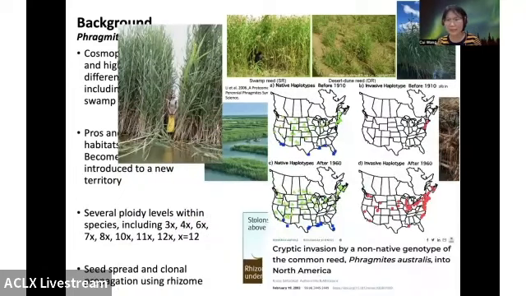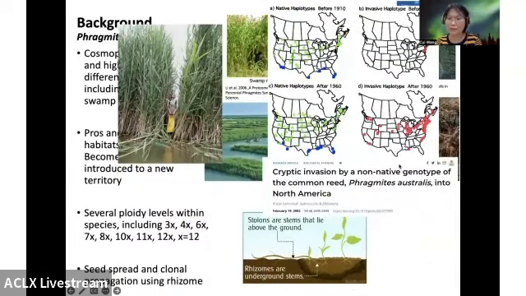In the United States, the invasive type of Phragmites was found in a small region on the east coast of the United States. But after 50 years, it was found to have conquered almost the whole country, forcing the native American type of Phragmites to retreat to the north. The reason that caused the invasiveness is still unknown, but there are several things that need to be noticed.